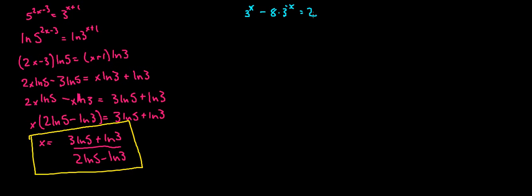So what I'm going to have to try to do is manipulate this and try to turn it into a quadratic problem, because I have the same base here. So let me go ahead and multiply both sides by 3 to the x. That'll be the easiest way. So multiply everything by 3 to the x.